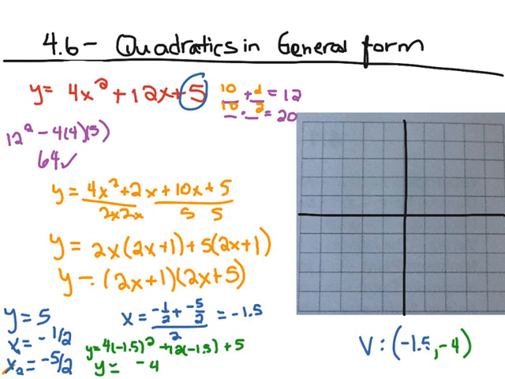1, 2, 3, 4, 5. So there's a y-intercept at 5, x-intercepts at negative 1/2, and negative 5 over 2, which is the same as negative 2.5, sorry, here. And our vertex is at negative 1.5 and negative 4. So here's our graph.